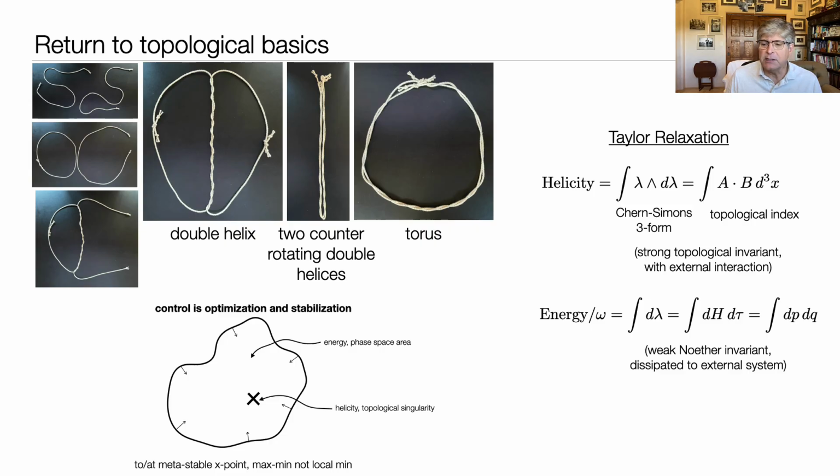The double helix is the deformation of a Z-pinch plasma. The two counter-rotating double helices are the deformation of a laser reverse field pinch, RFP, to be discussed in detail next. The torus is the deformation of tokamaks and stellarators. This should look familiar to those of you familiar with deep reinforcement learning, DRL, or the deep Q networks, DQNs, used by DeepMind in the AlphaGo and AlphaFold products.